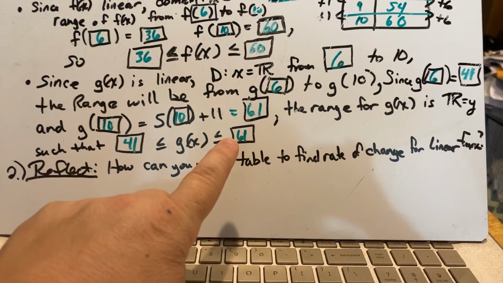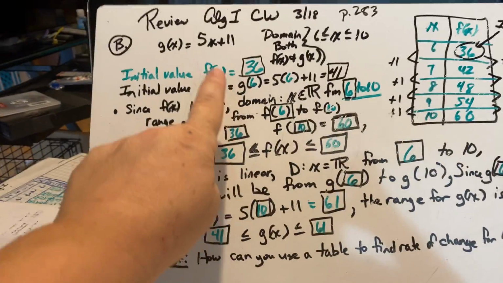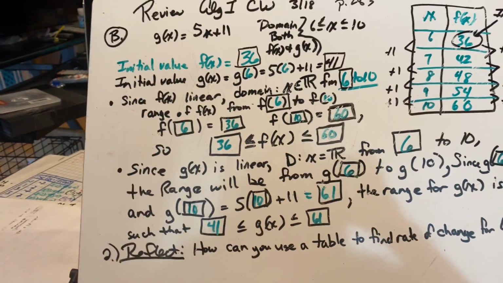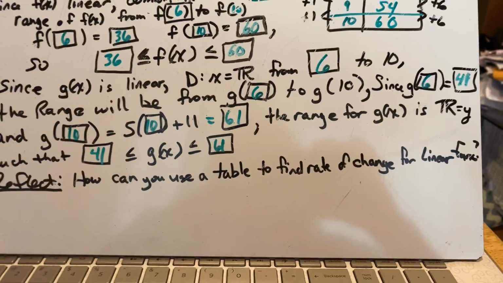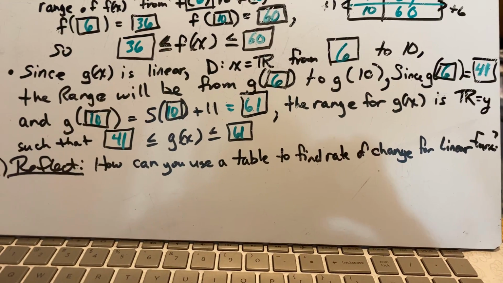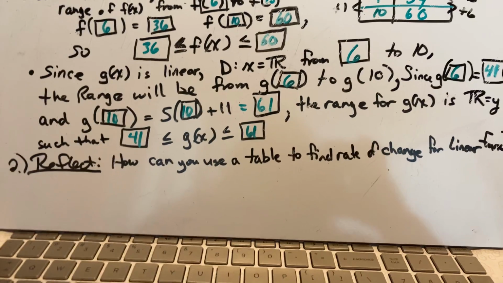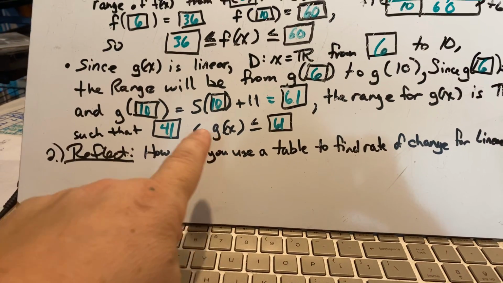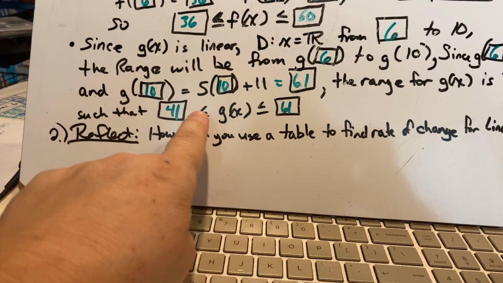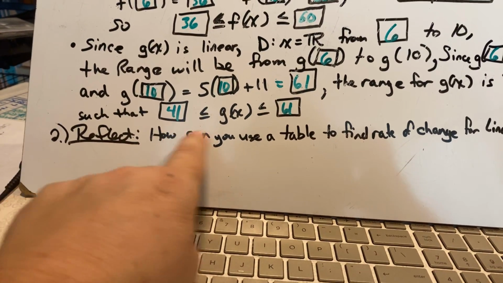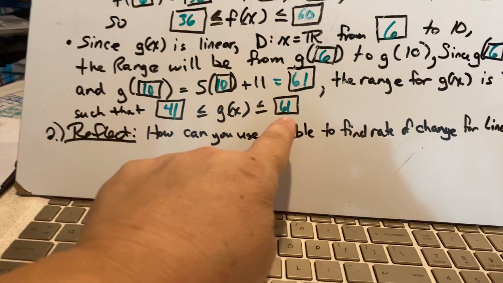So again, we're substituting into the g of x formula, which is up here. 5 times whatever x is plus 11. So the range for g of x is all real numbers y, such that y, or g of x, is between 41 and 61. So again, g of x is greater than or equal to 41, but less than or equal to 61.